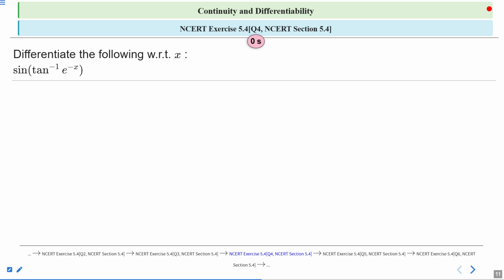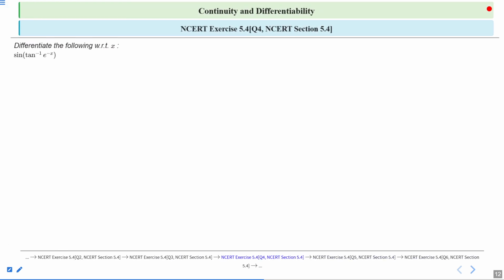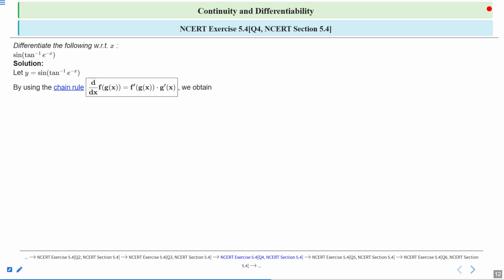Okay, so let us discuss the solution part. We have to basically differentiate sine tan inverse e to the power minus x, right? So let us see the solution part. Let y is equal to sine tan inverse e to the power minus x, right? So by using chain rule, we can say that d upon dx of f of gx will be equal to f dash gx into g dash x, right?